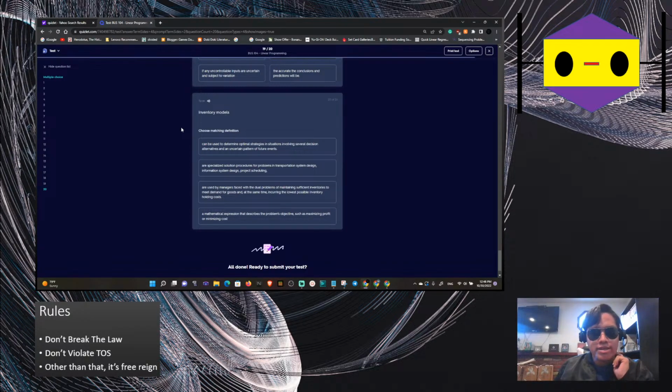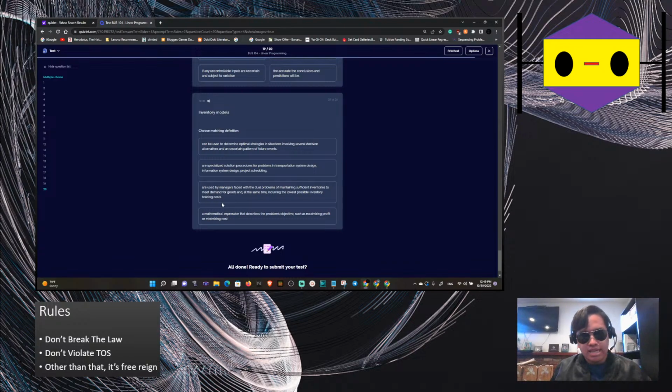Inventory models. What's an inventory model? Optimal can be used to determine optimal strategies in situations involving several decisions or authorities that are uncertain pertaining to future events. Specialized solutions or procedures for problems in transportation system design, information system design, project scheduling. Used by managers faced with the dual problems of maintaining sufficient inventories to meet demand for goods and at the same time achieving the lowest possible inventory holding cost.